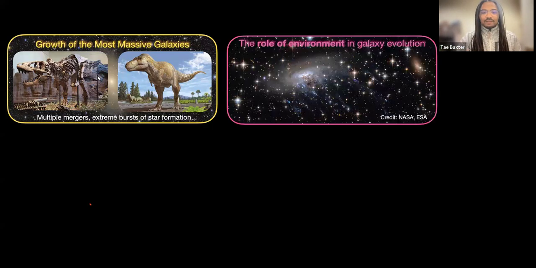How did they grow? Was it through multiple mergers of smaller galaxies building up these massive galaxies throughout time? Or was it just due to these extreme bursts of star formation where galaxies just grew by consuming gas from their environment? So these are questions that we want to know by studying the earliest stages of galaxy cluster assembly. We want to understand the role of environment in galaxy evolution. So this is a question that I'm currently pursuing.